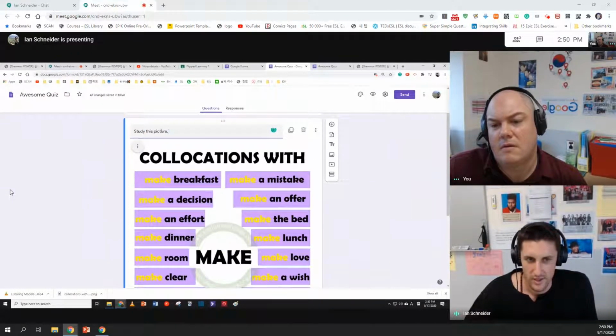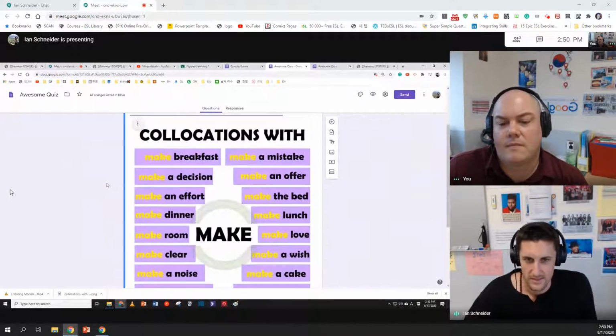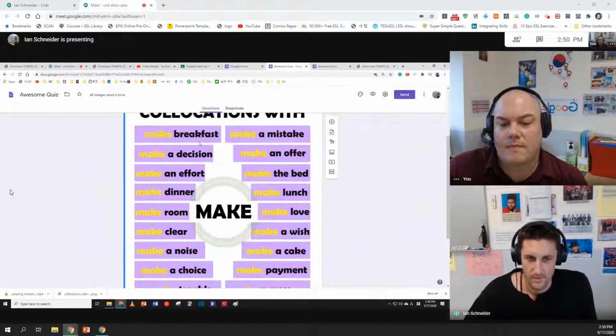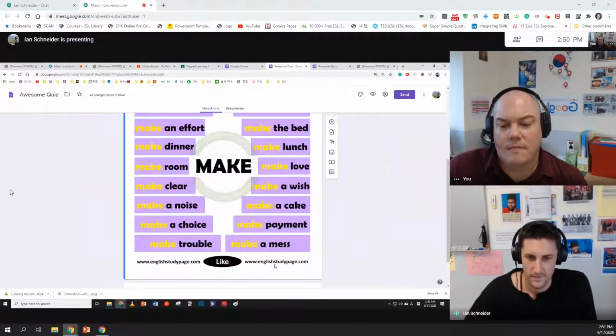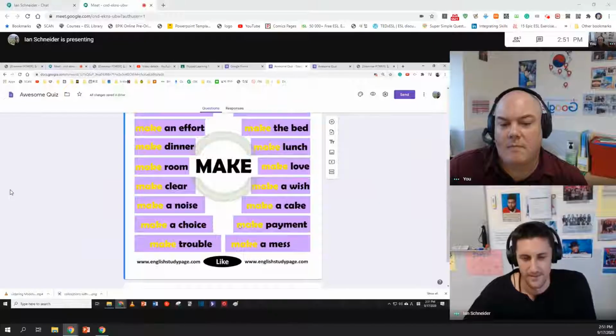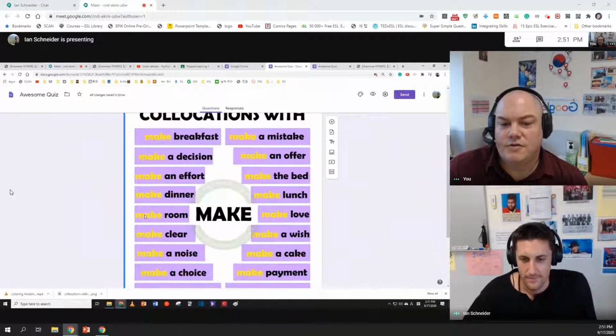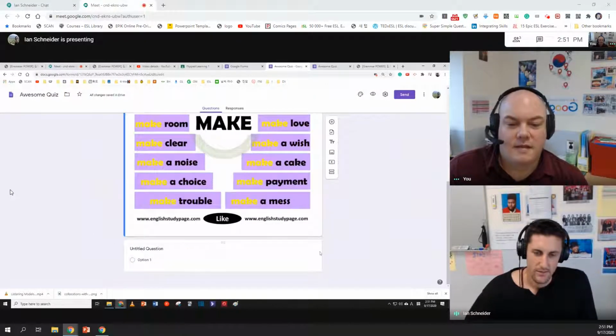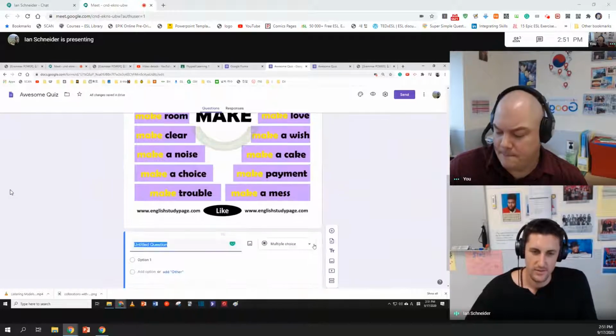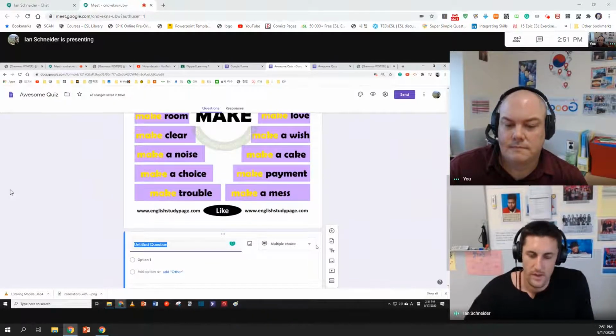Absolutely. So I'm going to give them instructions to study this picture. This is a collocation for the verb make. This is how we can make different collocations. Make clear, make a wish, make trouble. Make love. Now, how can we add questions so that students have to engage with the material?